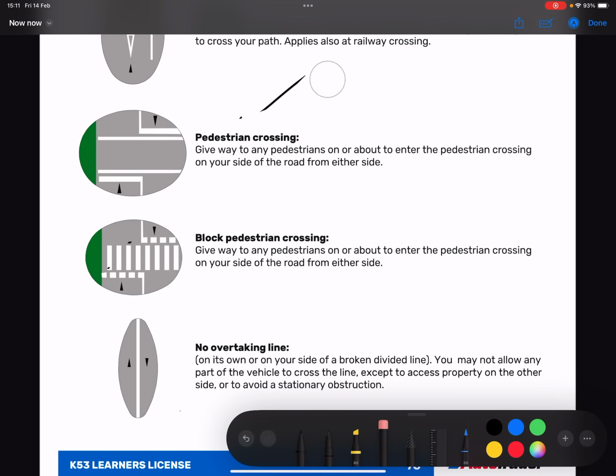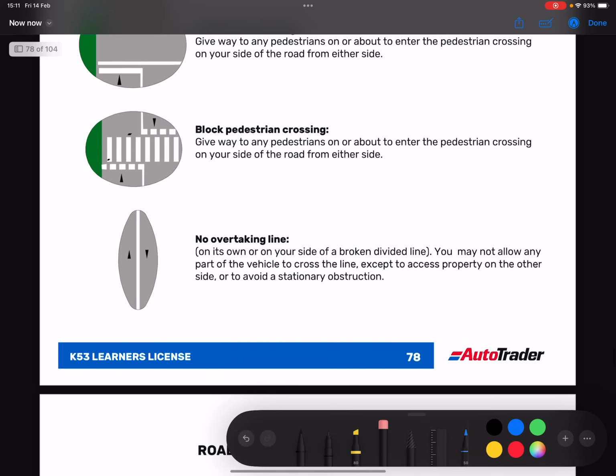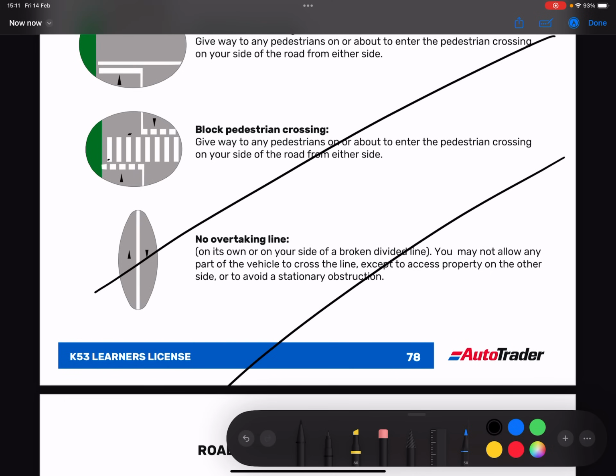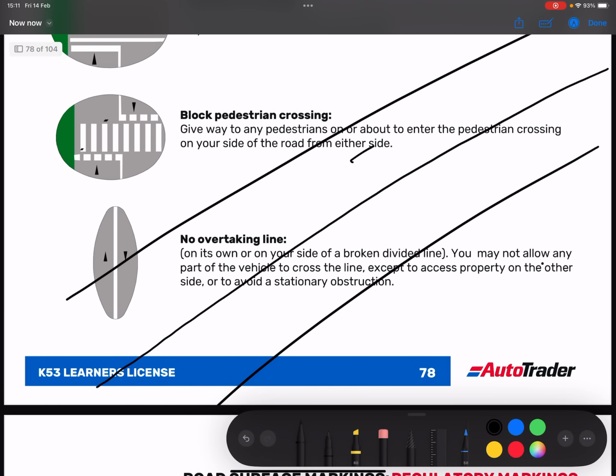Now, let's move on to the no overtaking line. This is your road. You see a straight continuous line like that. Remember, this side is for vehicles going in that direction, and here is for vehicles coming back.